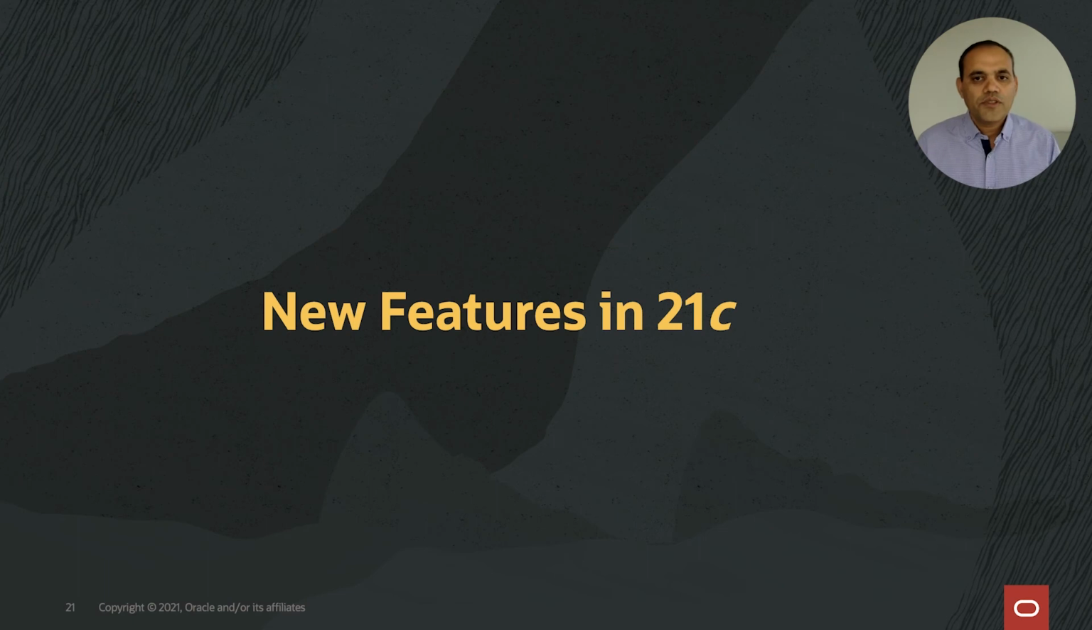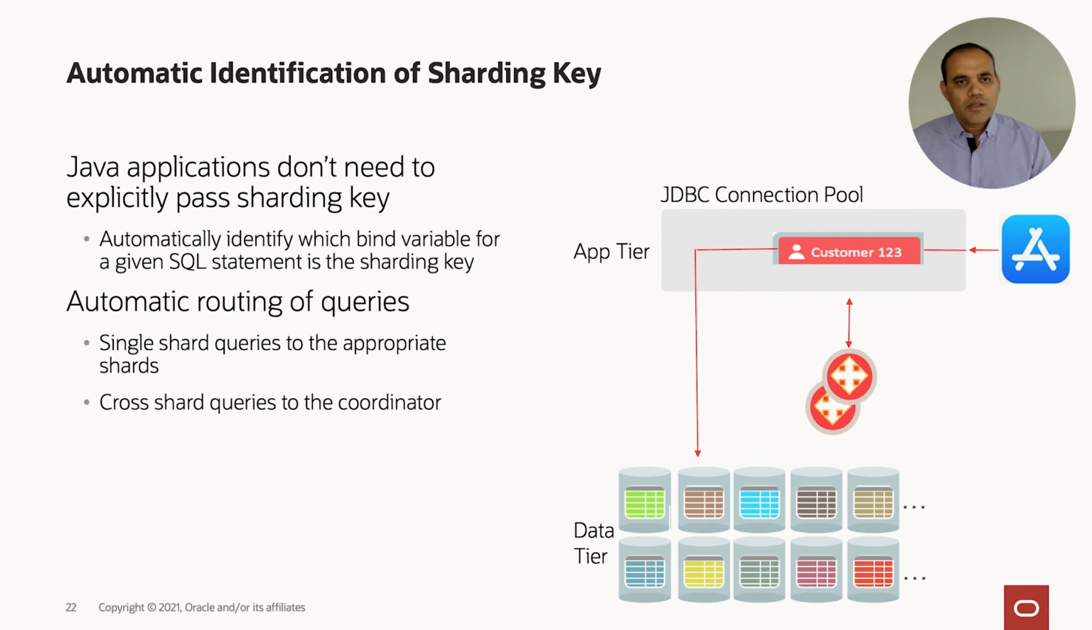Let's take a look at some of the new features we introduced in database version 21c. First feature is automatic identification of the sharding key for Java EE or Java applications. What we do here is that we look at the query's bind variables, and we know which of the variables represent the sharding key, and we automatically extract the sharding key and route the application request either to the right shard or to the multi-shard query coordinator, if the query is going to be a multi-shard query.